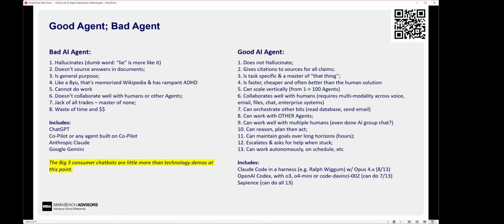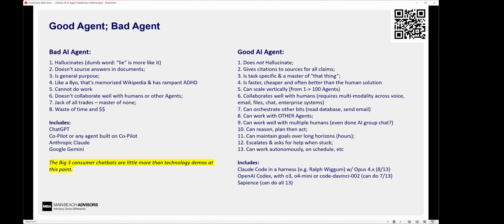A good AI agent generally will adhere to this list of 13 things. So it won't hallucinate. It will always give you sources and citations. It's task specific and built to do a job, and it's a master of that job. It's faster and cheaper than humans, definitely, and likely better than the human equivalent solution.